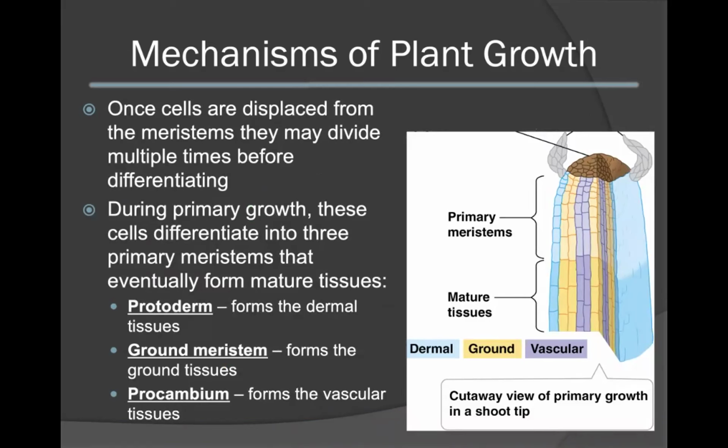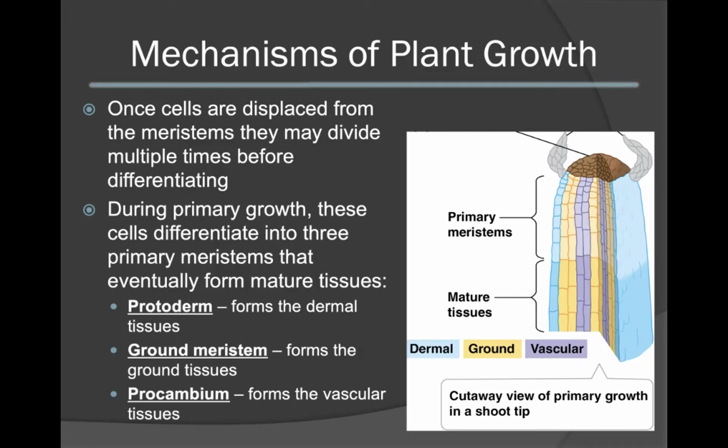Once cells are displaced from the meristem, they can divide multiple times before they start to differentiate or specialize. During what is termed primary growth, these cells can differentiate into three primary meristems. These primary meristems act as primary tissues that will eventually form mature tissues. These areas are called the protoderm, ground meristem, and procambium.